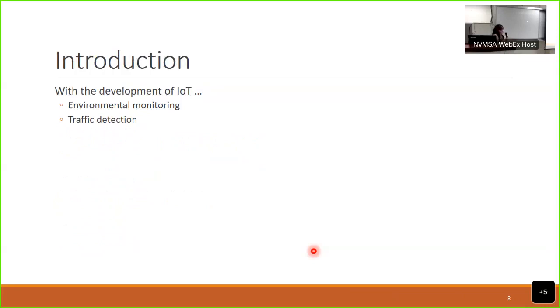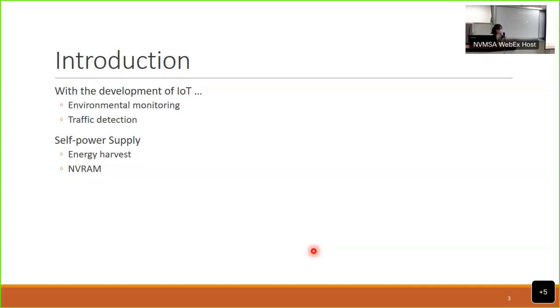With the development of the Internet of Things, there are many applications widely used in the world, such as environmental monitoring, for example, air pollution detection, forest fire detection, or traffic detection. In the past, the trouble of these applications was how to charge the small devices in these systems. Luckily, recently, energy harvesting technology is gradually maturing.